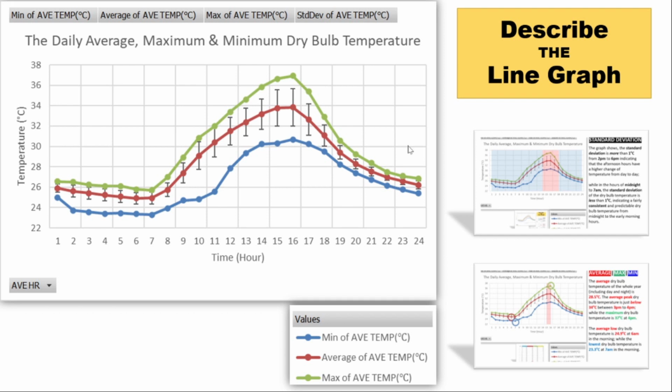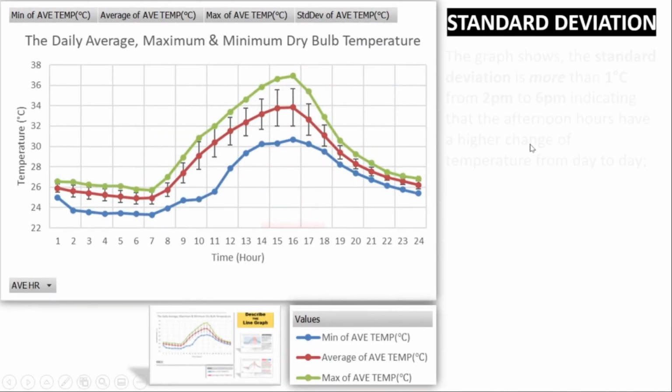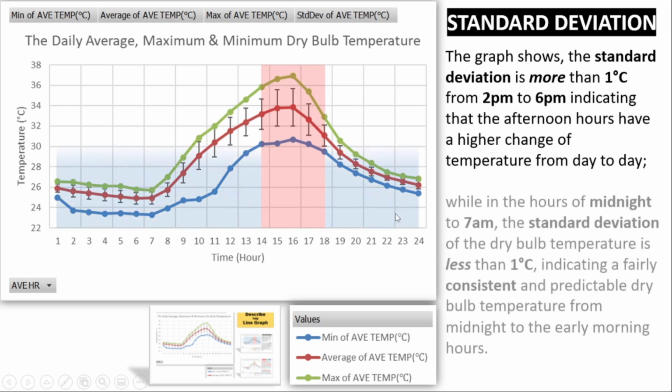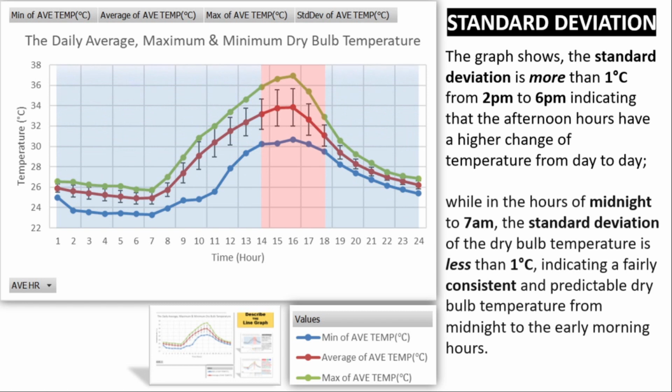Alright then, here we go. We're going to talk about the lines of average, maximum and minimum. For this graph, the daily average, maximum and minimum dry bulb temperature is shown in the chart. The graph shows the standard deviation is more than 1 degree centigrade from 2 p.m. to 6 p.m., indicating that the afternoon hours have a higher change of temperature from day to day. While in the hours of midnight to 7 a.m., the standard deviation of the dry bulb temperature is less than 1 degree centigrade, indicating a fairly consistent and predictable dry bulb temperature from midnight to the early morning hours.